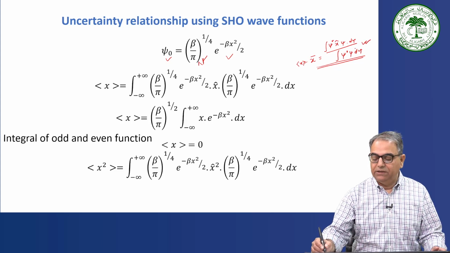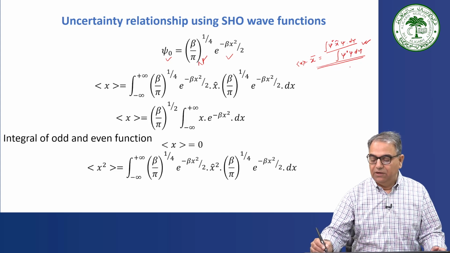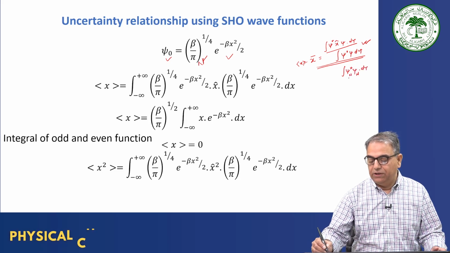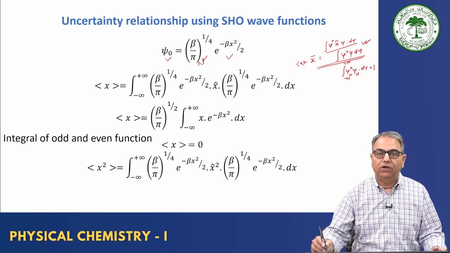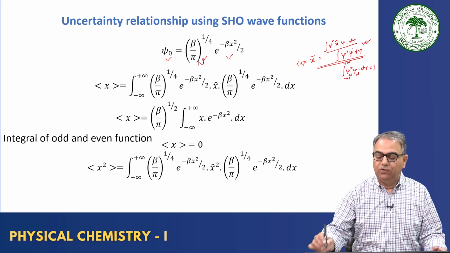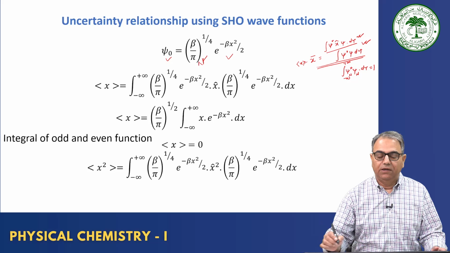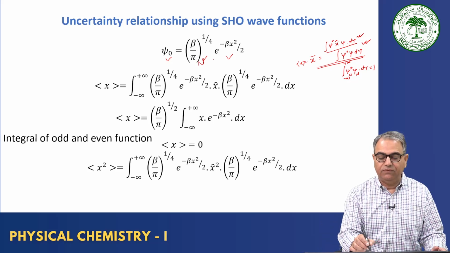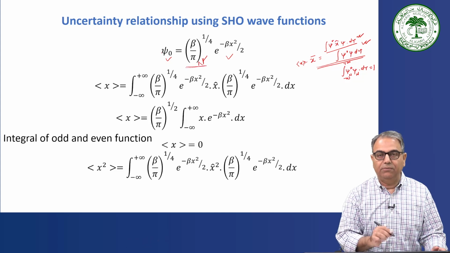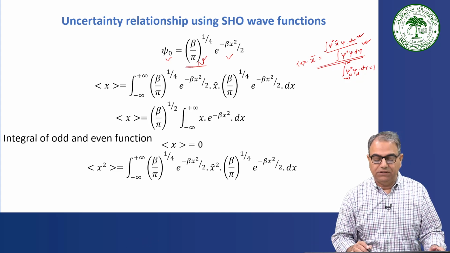Now here in the denominator we have psi star psi d tau, and for a normalized wave function, if you integrate it from minus infinity to plus infinity, what you get is equal to 1. So if you are using a normalized wave function, your denominator becomes equal to 1. Only the numerator you have to solve. Since we have a wave function here for the simple harmonic oscillator with the normalization constant, it is a normalized wave function. So only the numerator we have to solve.